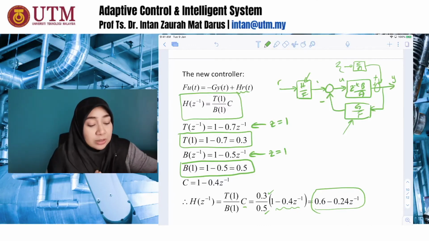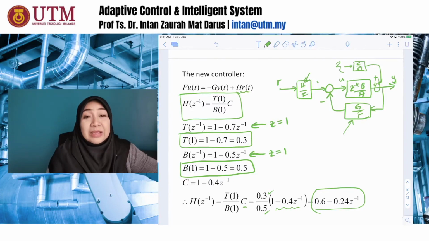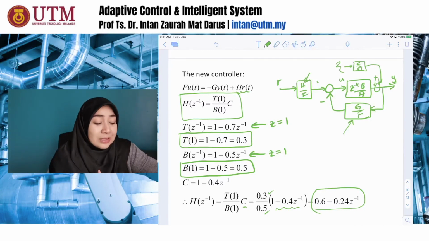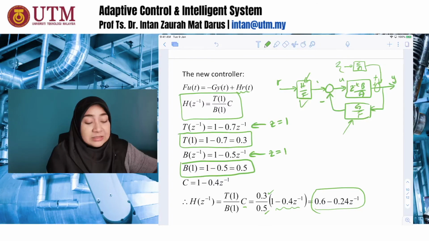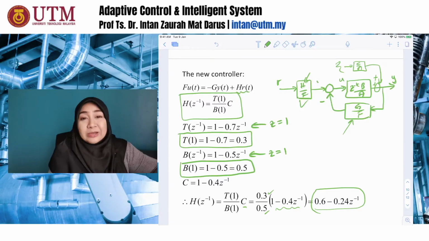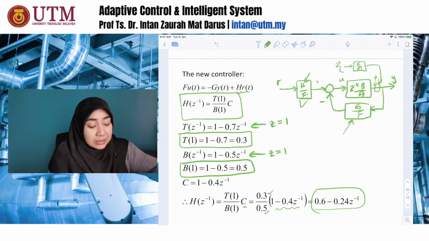Number 3, you want your output to follow your reference input, to be the same as your reference input. So yt is equal to rt. You get that by doing the first part here, with the controller as H over F. So you've done that. This is your controller with the polynomials that we have obtained from this example.